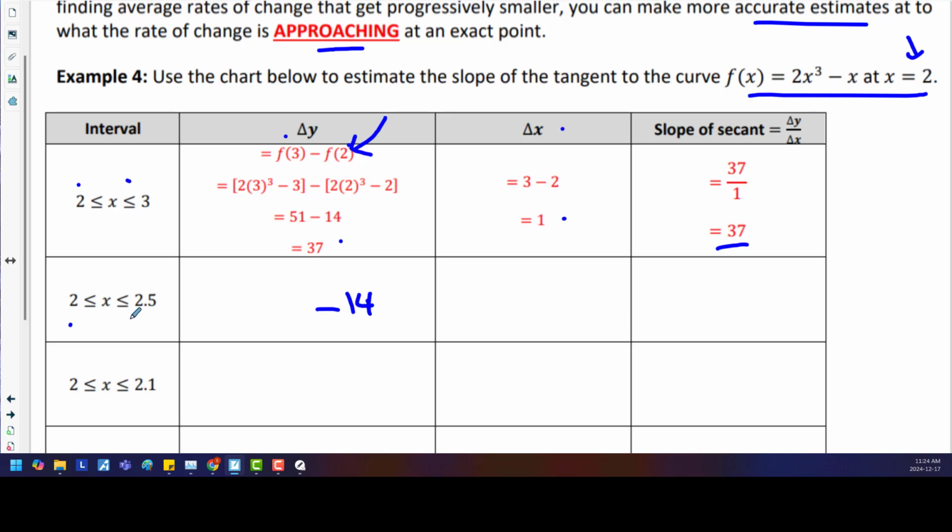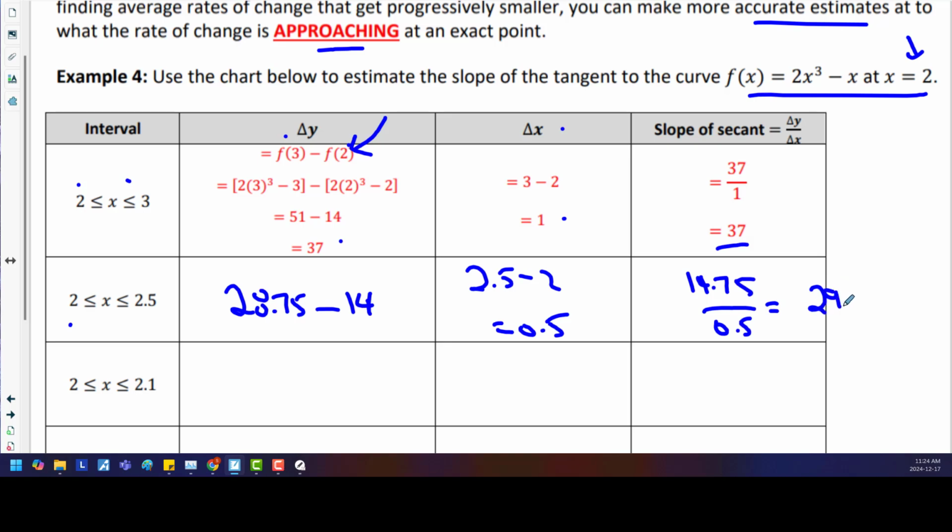And in this case, it's 2.5. So if I substitute 2.5 in, what do I get? I get 28.75. And then you subtract those two and you get 14.75. Here we have 2.5 minus 2, which is 0.5. And then you just do 14.75 divided by 0.5, and you'll get something close to 29.5.